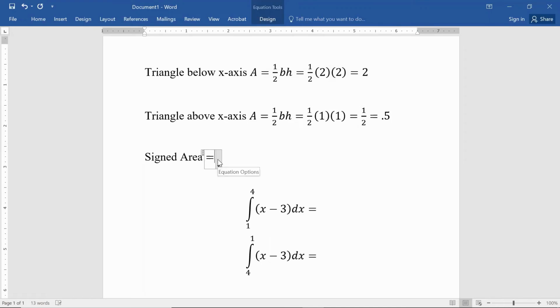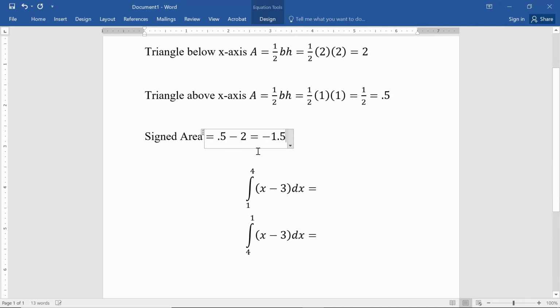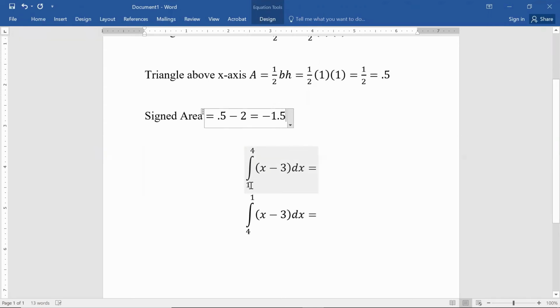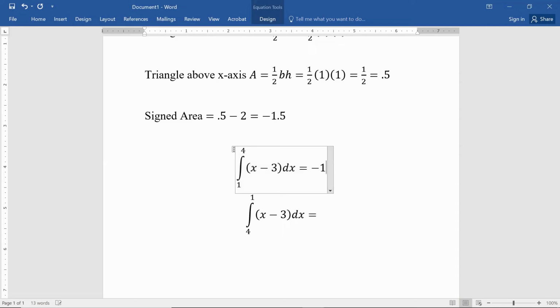Normally, the signed area, therefore, would be 0.5, that's the above part, minus 2, which is the below part. That means if we would have integrated from 1 to 4, we would have ended with a negative 1.5 as the signed area. Or integrating from 1 to 4, x minus 3 with respect to x gives me a negative 1.5.